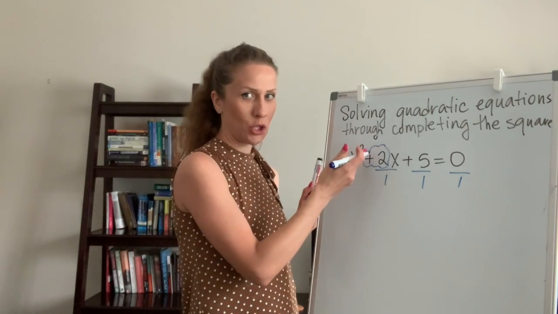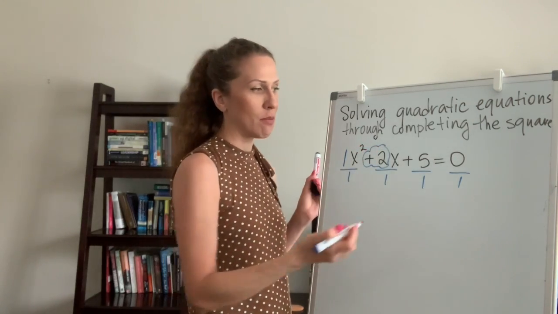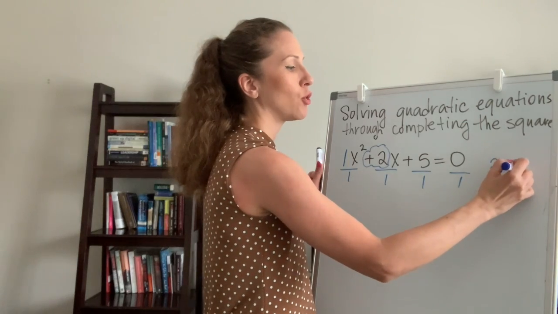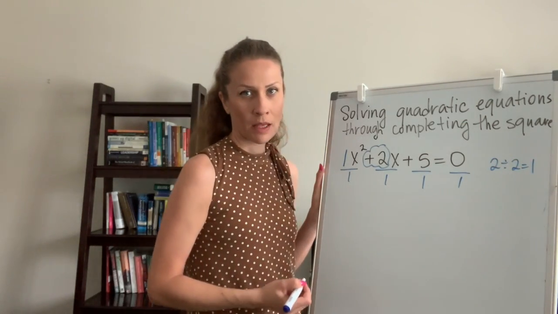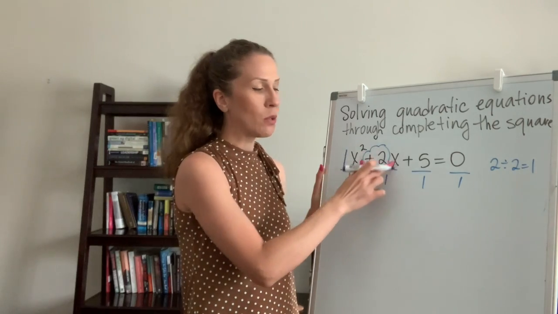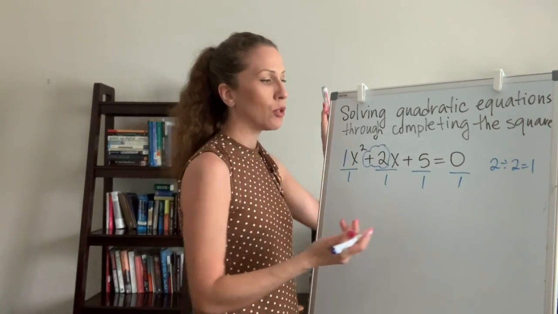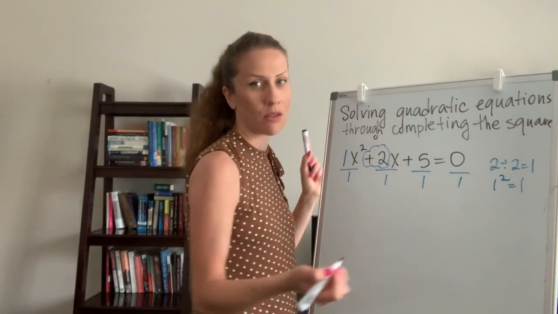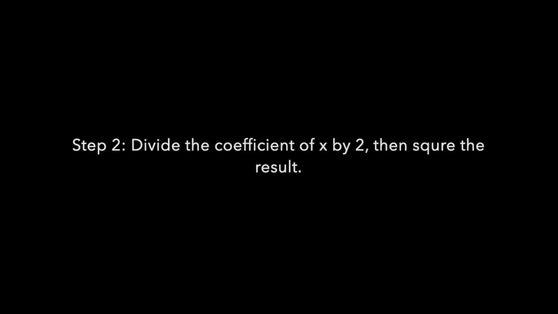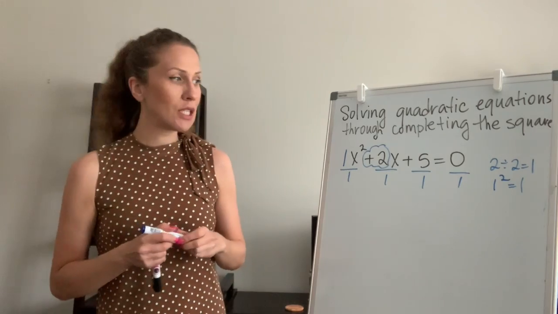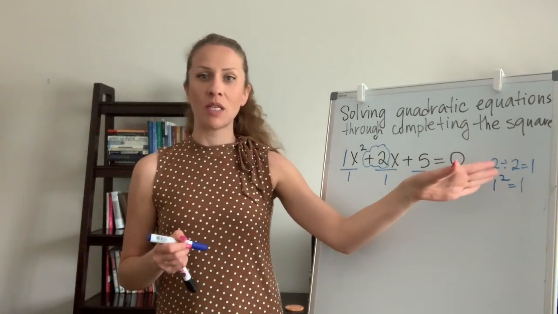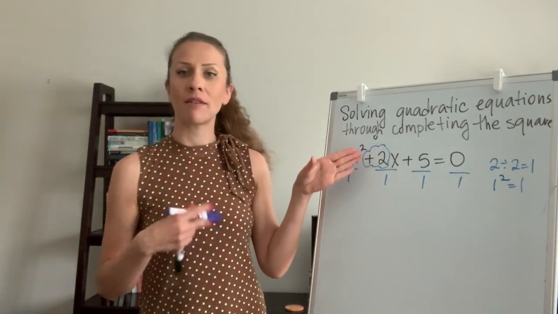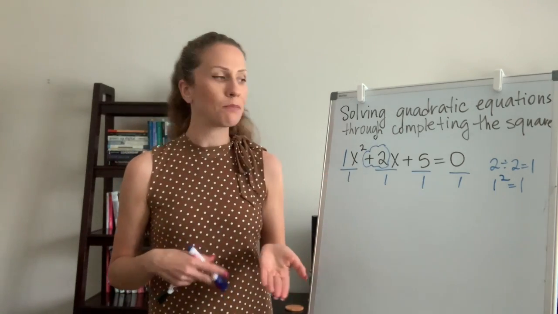This will not always be a 2, but you will always be dividing it by 2. So 2 divided by 2, which is 1. So again, we took the number next to x and we split it in half. We divided it by 2. We got a 1. And then we take that 1 and we square it, which is 1. These two steps will always be the same. You will always take the number next to x divided by 2 and you take that number and square it.